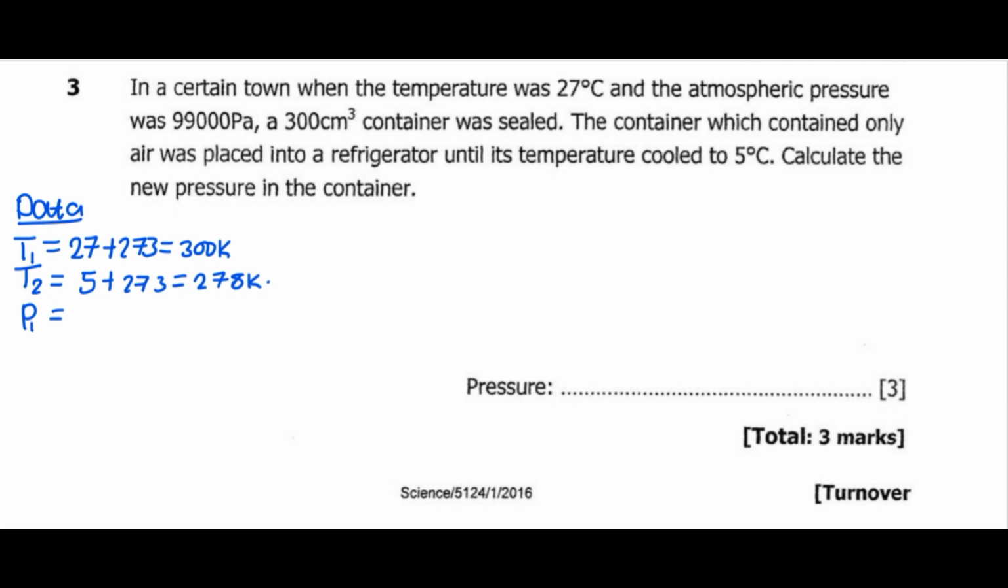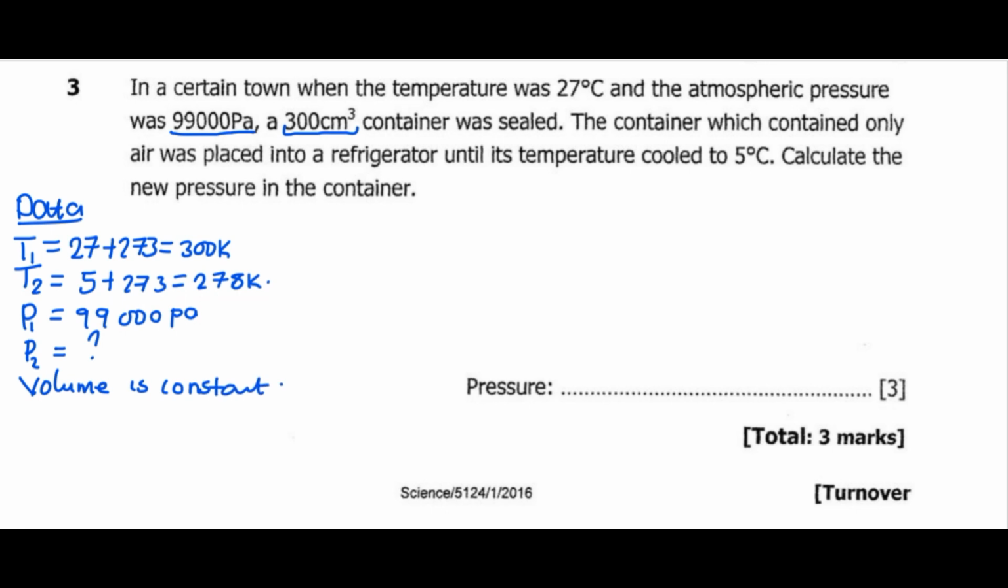Then from there, let's look at the pressure. Pressure 1 is this number here, 99,000. Now for pressure, it doesn't matter the units that you are given. Then the question is, calculate the new pressure, so we are solving for pressure 2. If you look at the volume, we are only given one value and we are not asked to find the second value for volume. So we'll say volume is constant. If volume is constant, make sure it is not part of your calculations.